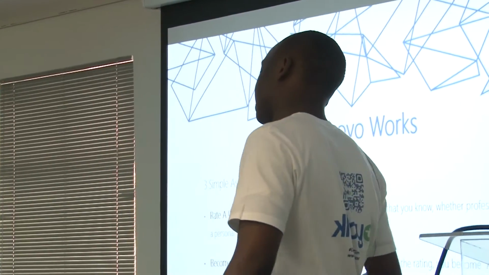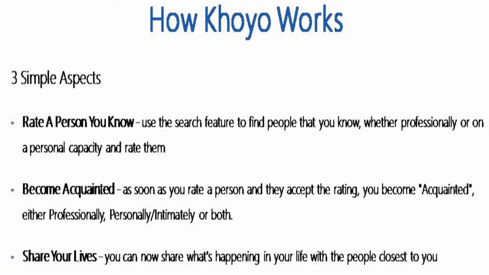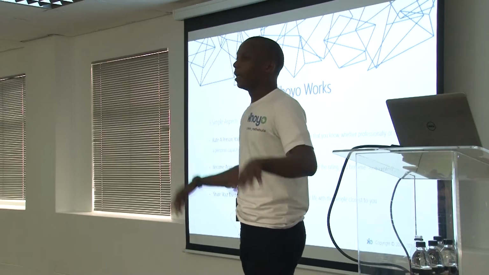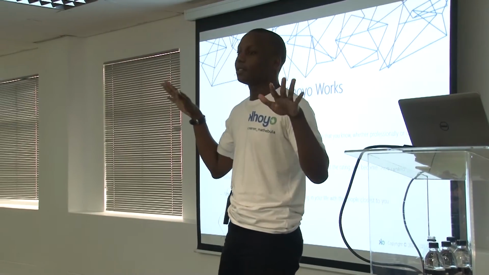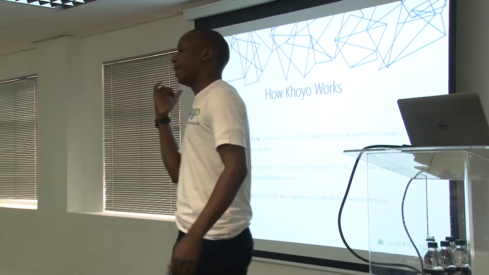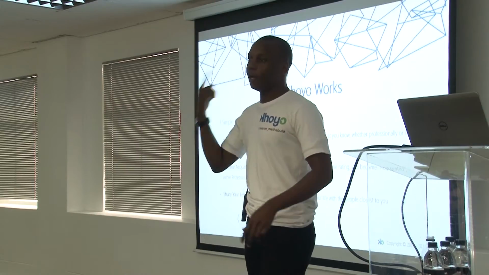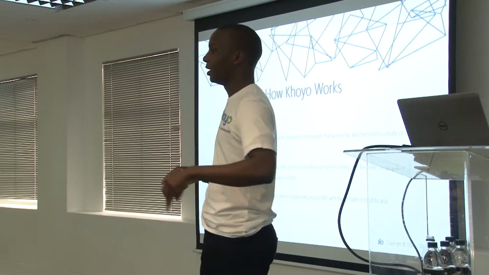So now here are the three aspects of Khoyo. This is how it works. You find someone on there, you rate them. When you rate them for the first time, it'll say, okay, cool, this guy is trying to rate you. Do you accept? If you accept, you guys become acquainted. So it's not like on Facebook where I send you a request and then you accept and all that stuff. But here, I actually have to rate you first. So when I rate you, it means that I know you, either professionally or on a personal basis.